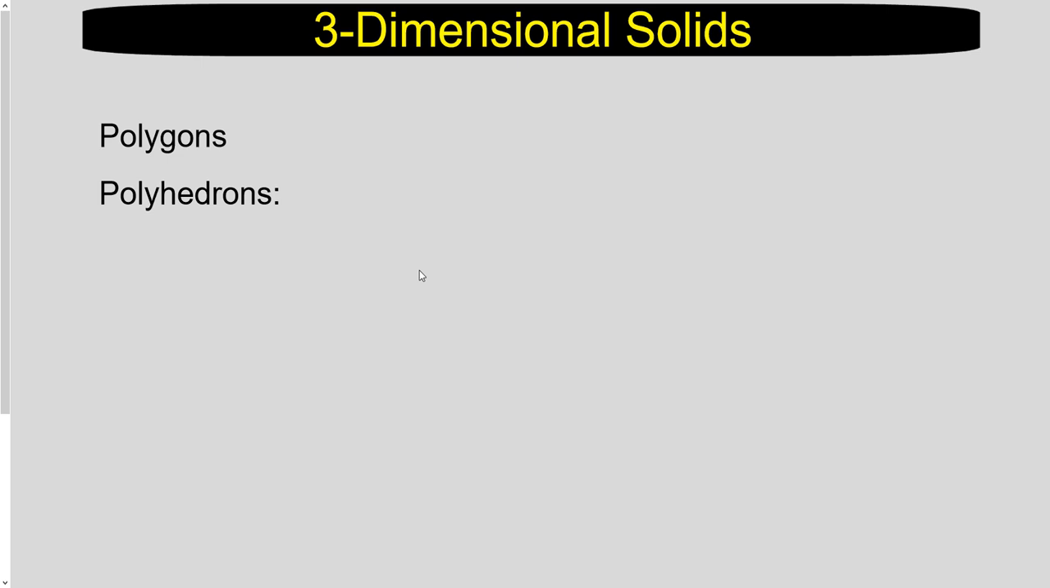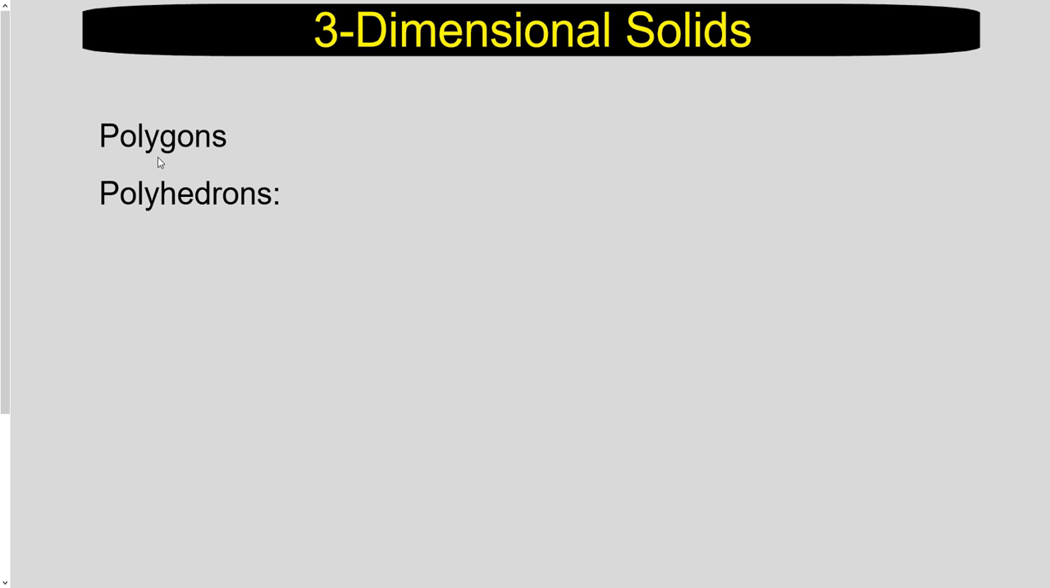Okay, today we're going to keep talking about some geometrical figures. Today we're going to talk about three-dimensional figures, or what we refer to as solids. So we've talked about polygons. Polygons are closed figures created by a finite number of sides that meet only at their vertices.